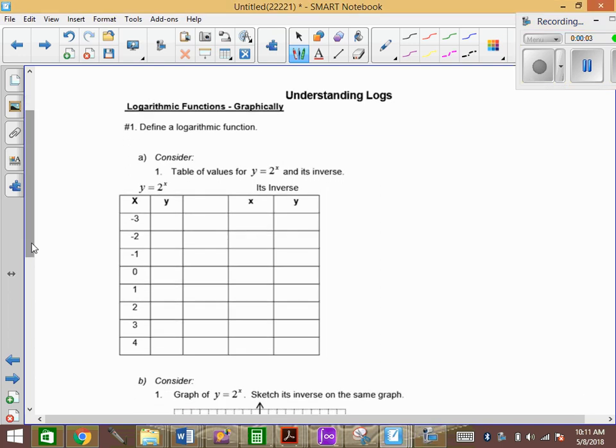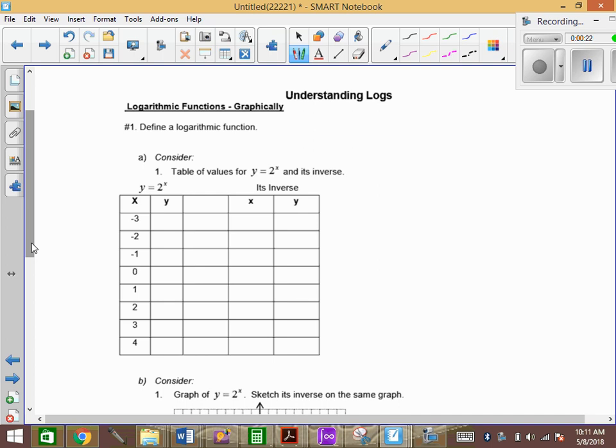So we're going to look at logarithms now. We finished exponential. We're going into logs. Which means next week you're going to have an exponential and log test. Haven't decided yet.